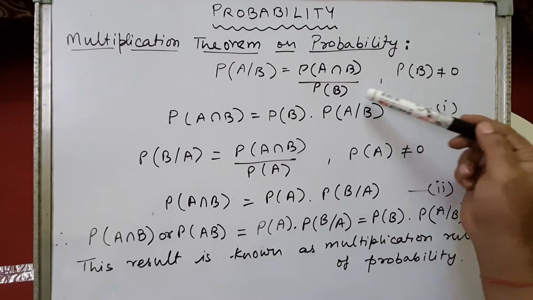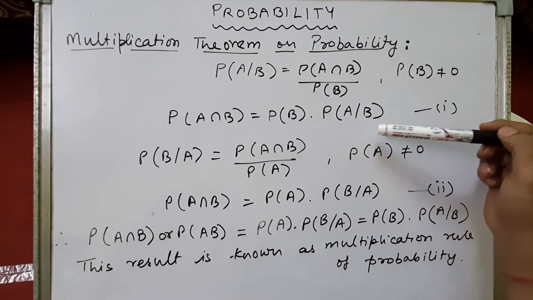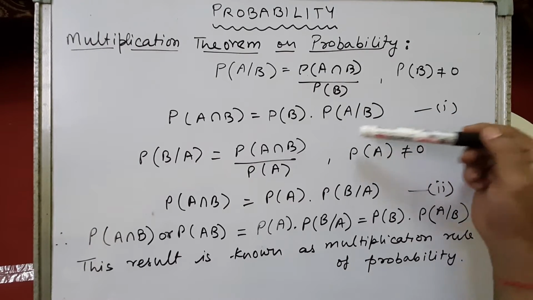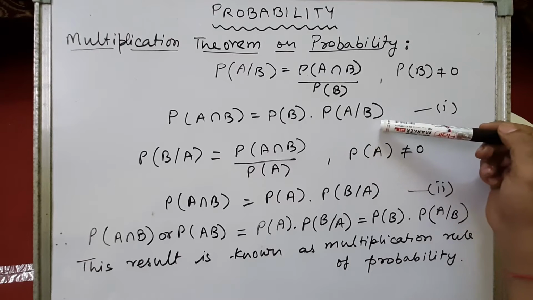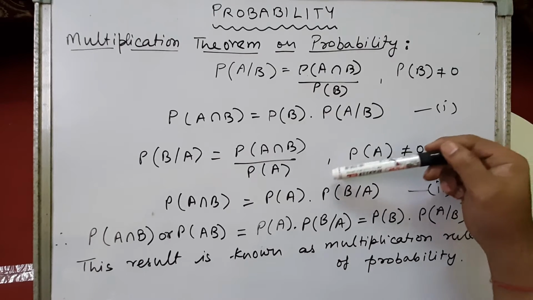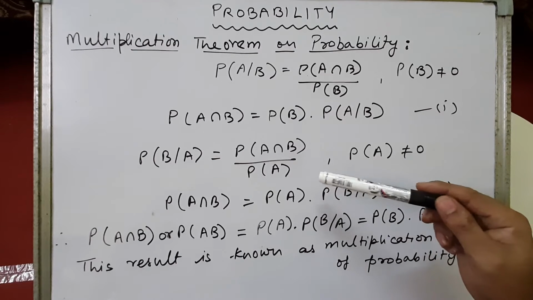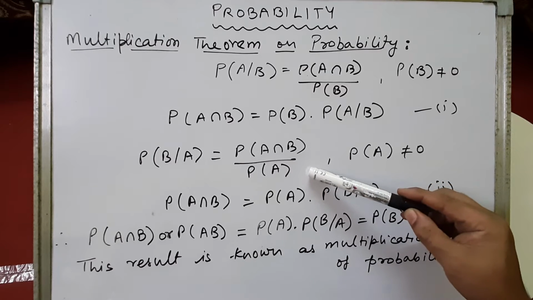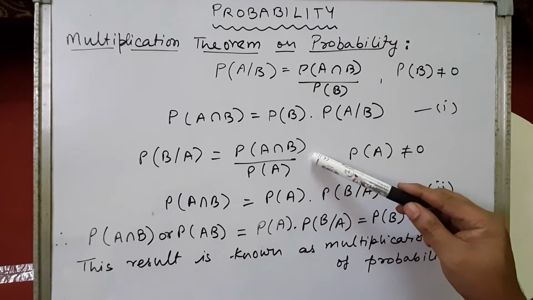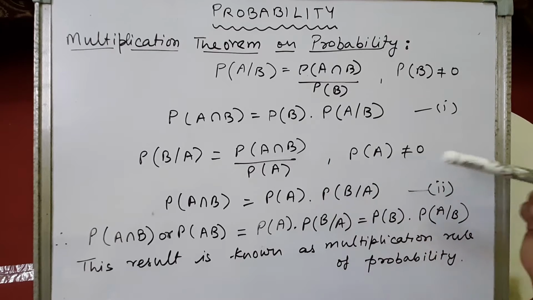So from here, if we cross multiply, we get the value of P(A intersection B), that will be probability of B into probability of A upon B. This is considered as the first equation, right? Similarly, if we calculate probability of B upon A, then it will be probability of A intersection B upon probability of A. Here probability of A is not equal to 0, right?